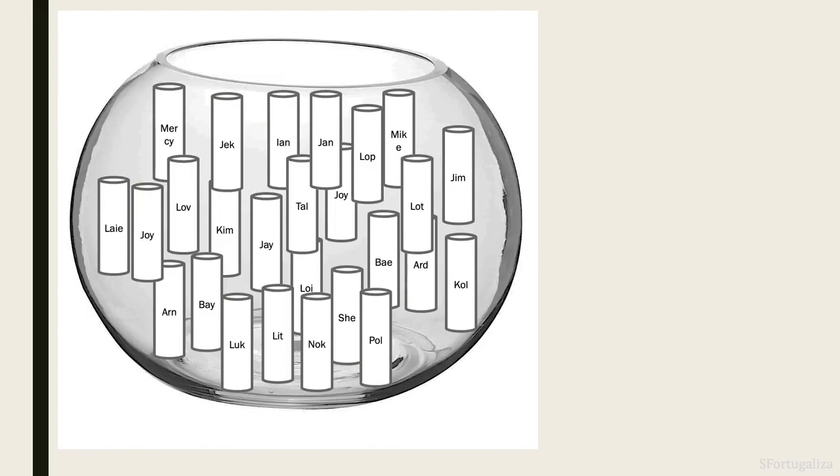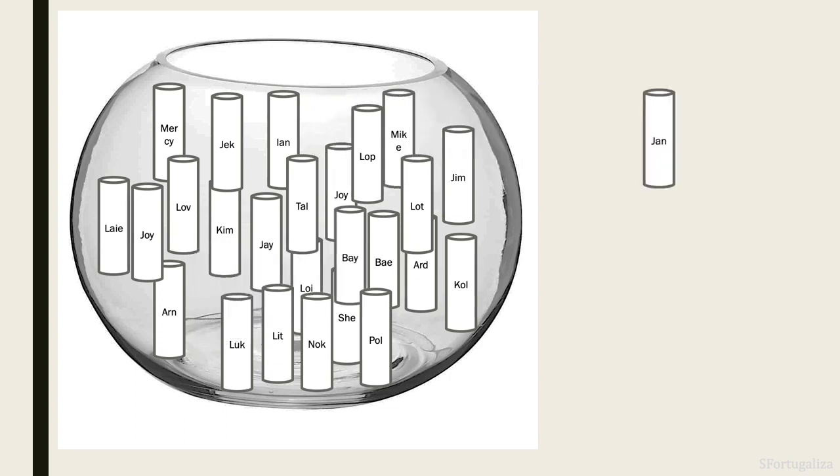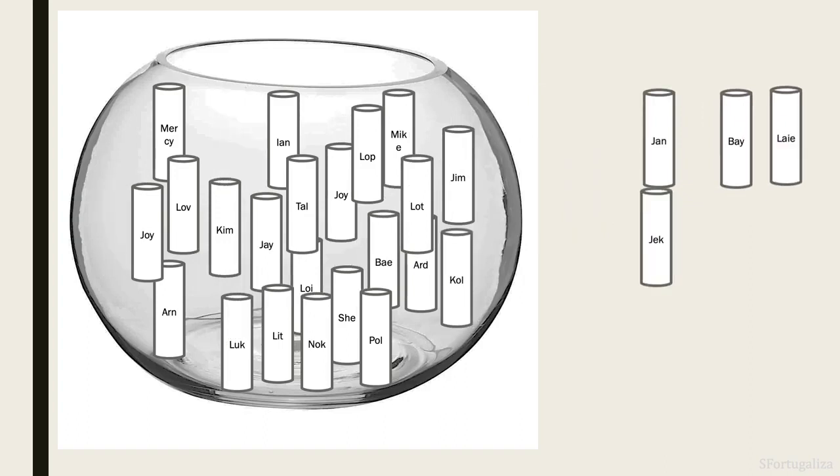Imagine a fishbowl with names in it and selecting a sample from that fishbowl. Let us say you need to obtain 6 samples. You need to randomly pick 6 names from that fishbowl, and these 6 names will serve as your final samples.